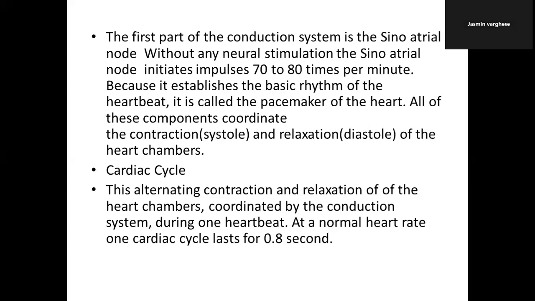So when the sinoatrial node initiates an impulse, this process will take place. Which process? This blood circulation process, from the right atrium to the right ventricle, from the right ventricle to the lungs, from the lungs to the left atrium, from the left atrium to the left ventricle. Without any neural stimulation, the sinoatrial node initiates an impulse 70 to 80 times per minute because it establishes the basic rhythm of the heart, and it is known as the pacemaker of our heart. SA node is known as the pacemaker of our heart.